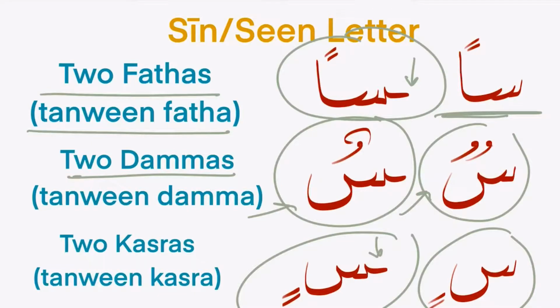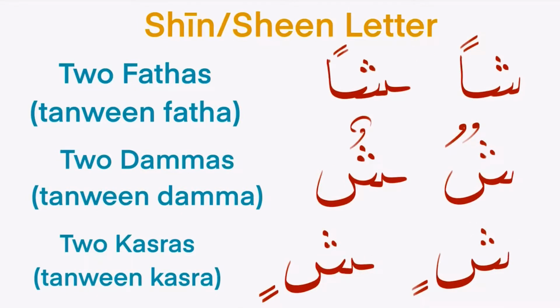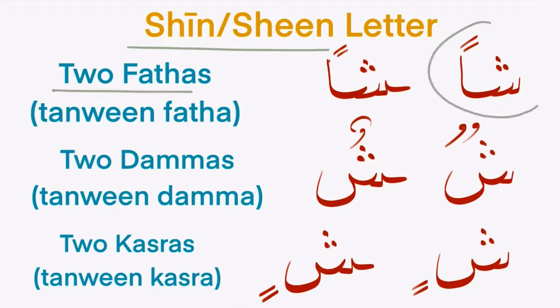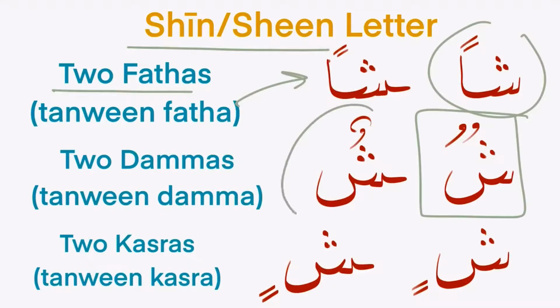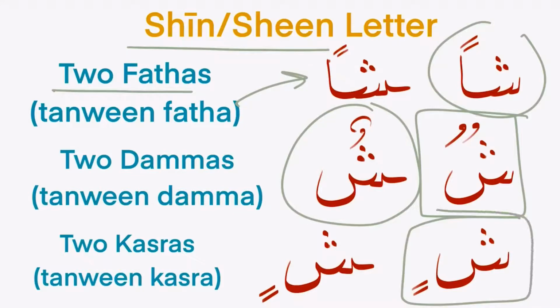Let's go to the sheen letter. Sheen, two fathas, shan. Two dhammas, shun. Two kasras, shin. Try to practice on your own. Let's go there.